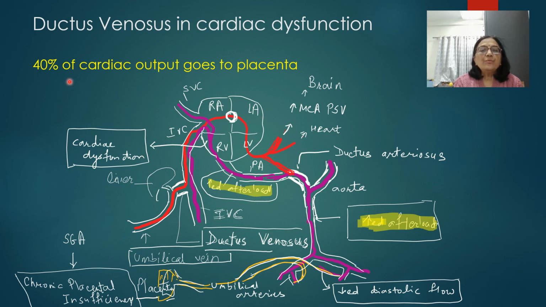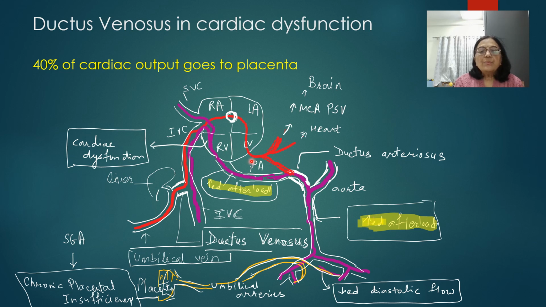Normally, what is happening is 40% of the cardiac output in the baby goes to the placenta, to umbilical arteries. 40% of the cardiac output is going to the placenta. But whenever there is a placental insufficiency, there is increased resistance to the blood flowing through the umbilical arteries. That increases the afterload to the left side.